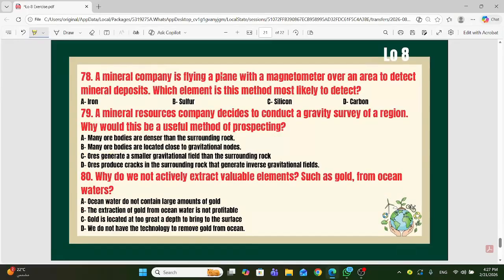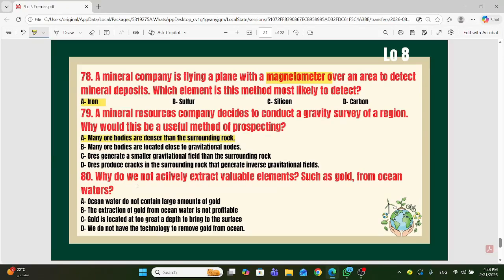A mineral company is flying with a magnetometer. We said magnetometer will immediately detect what? Iron, right away, with your eyes closed. Next, a gravity survey of a region. Why would this be a useful method of prospecting? Because many ore bodies are denser than the surrounding rock.